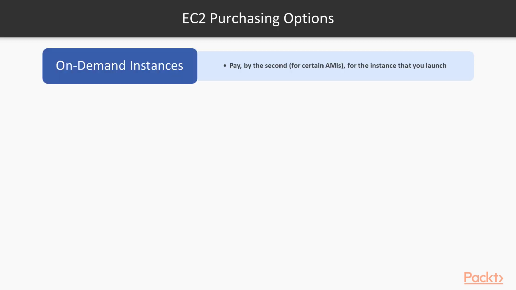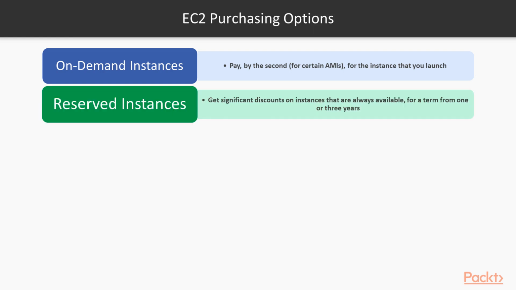Okay, so let's move on to talking about the available purchasing options that you have for your EC2 instances. Right at the top, we have on-demand instances where you can pay by the second for certain AMIs for the instance that you wish to launch, and essentially you can stop these instances and start up these instances at will, and you're only charged when the instances are actually running.